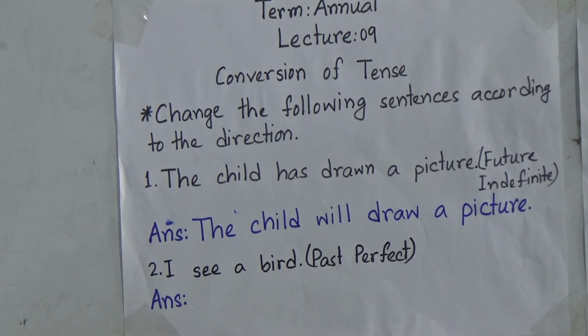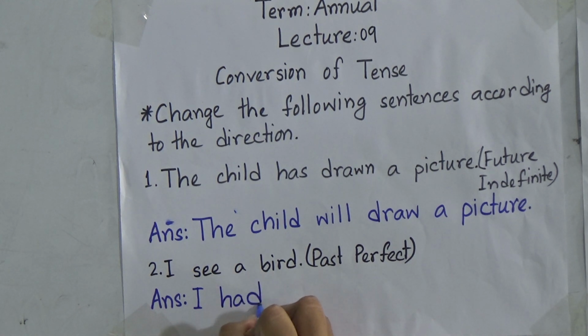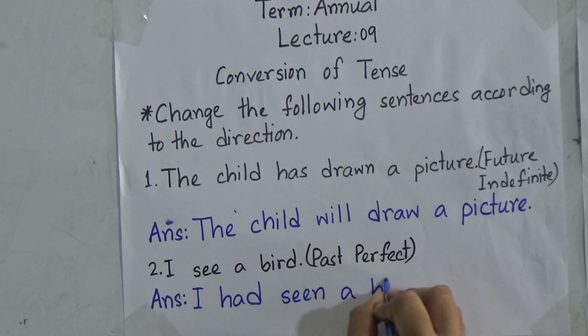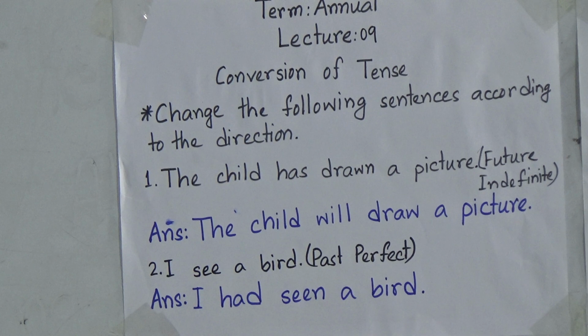Now number 2. I see a bird. We will change it to the past perfect tense. Look, after the subject there is the present form of the verb, so it is the present indefinite tense and we will change it to the past perfect tense. Our subject is I. Could you tell me what will be there after I? Yes, there will be had. I had. According to the structure of the past perfect tense we will use the past participle form of the verb see. What is the past participle form? Seen. I had seen, and the rest of the sentence, a bird. So our sentence is I had seen a bird.